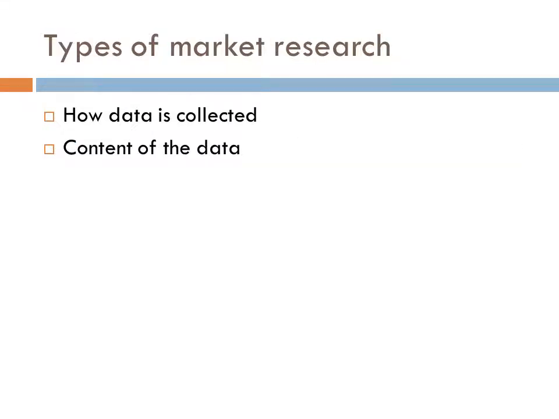Remember, a lot of what we do in business studies, we like to put things into categories. So when we're asked to categorize or classify market research, we can do it in two ways. We can say how the data in this market research is collected, so that's either primary or secondary data. We'll look at what that means. Or we can say what type of data we're given, or end up with. So the content of the data will either be quantitative or qualitative. Again, we'll come on to that later on.